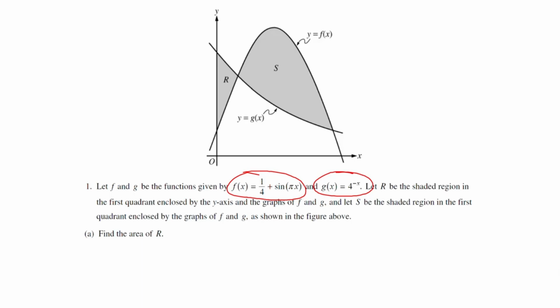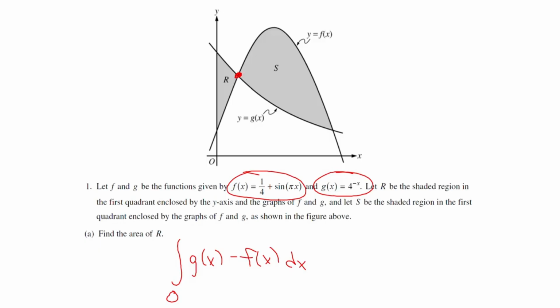And we want to first just find the area of region R. Well, the area of region R should just be the integral of the upper function, which we can see is g of x, minus the lower function, which is f of x, dx, from 0, because we're starting at the y-axis, to whatever this intersection point here is.